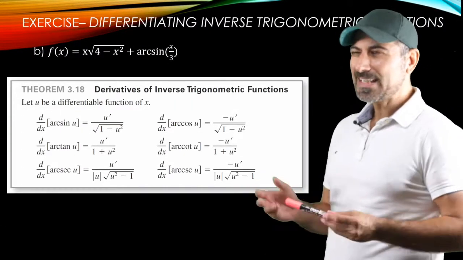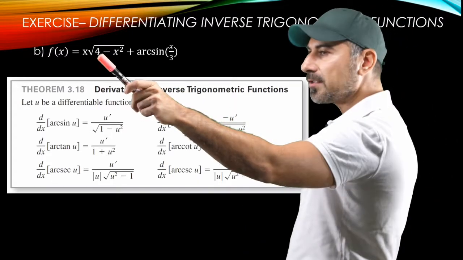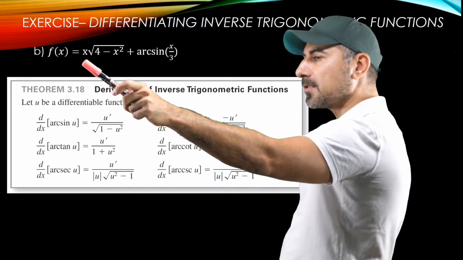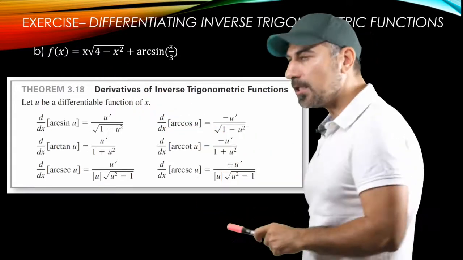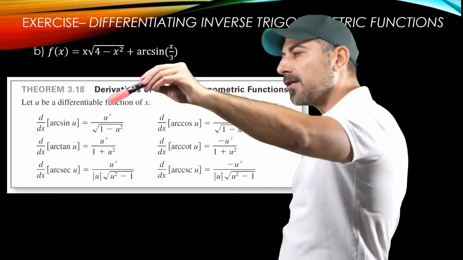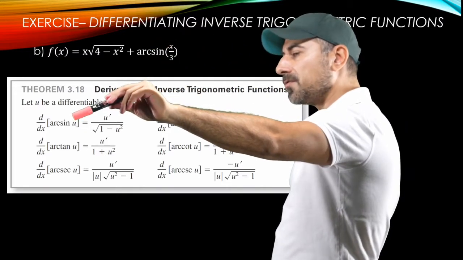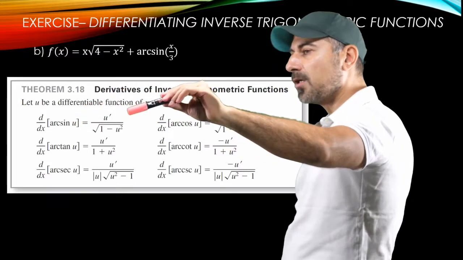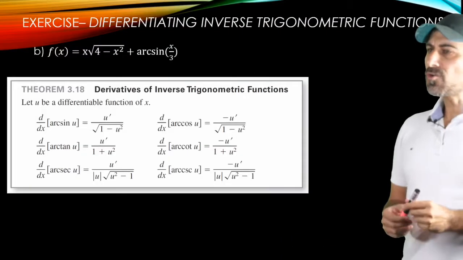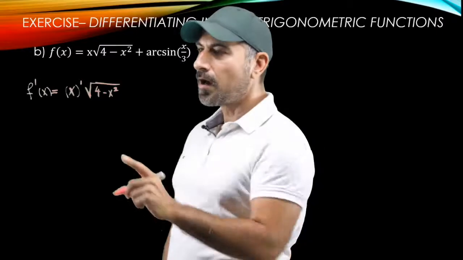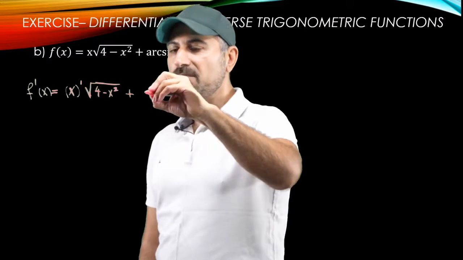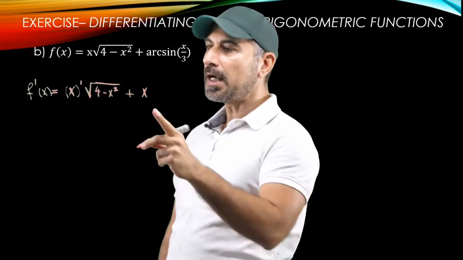All right, part B is slightly more complicated because we have one piece here, another piece here. For the derivative of this piece here, we are going to use the product rule because it's the product of x and the radical 4 minus x squared. For the derivative of this piece here, we're going to use the formula of this lecture, which is the derivative of arc sine of u of x, and that's u prime divided by radical 1 minus u squared. So why don't we start finding the derivative of the first piece? All right, we take the derivative of the first function, multiply it by the second, plus we keep the first one and multiply it by the derivative of this function.